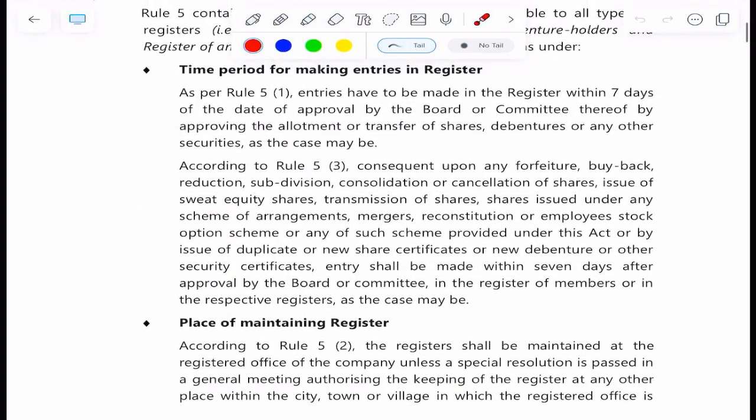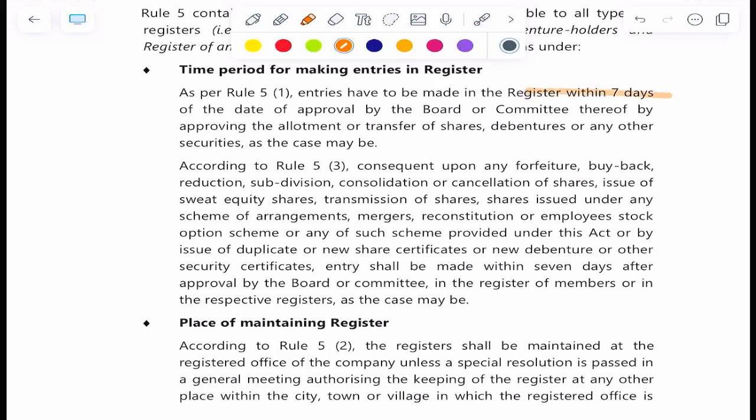Time period for making entries in register. As per Rule 5(1), entries have to be made in the register within 7 days of the date of approval by the Board or Committee, thereby approving the allotment or transfer of shares, debentures, or any other security, as the case may be.